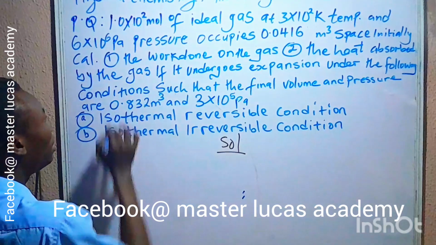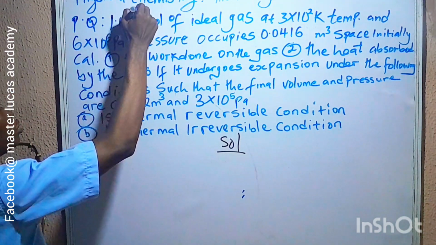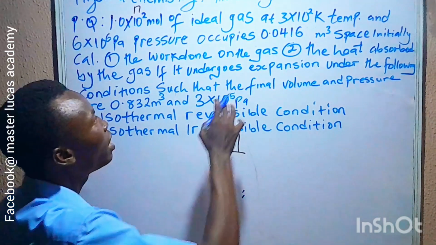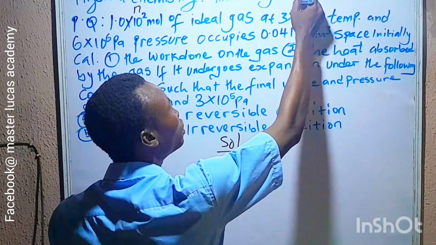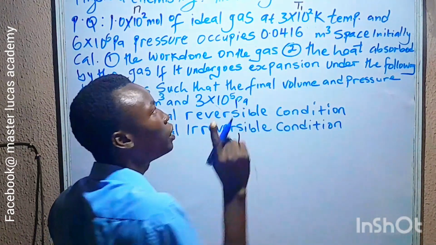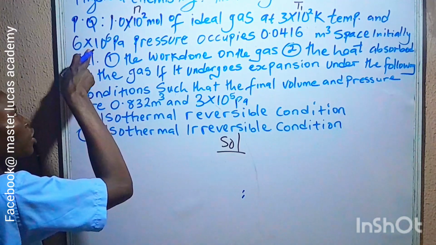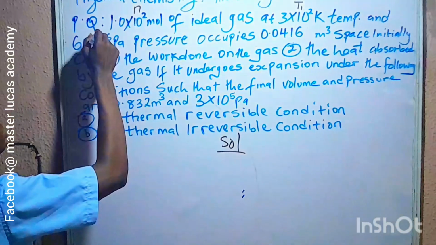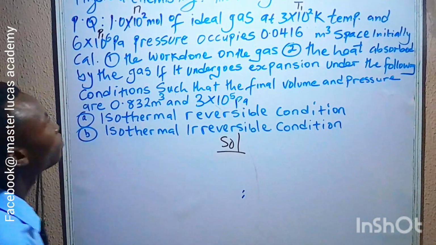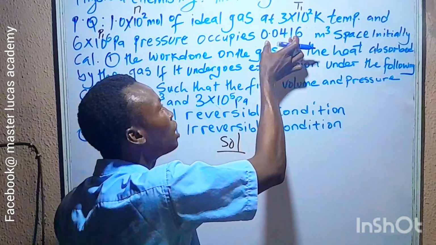Okay, so let this one represent your mole, n. Mole is usually in what? In N. Okay, and you are given this one as your temperature. So let this one be the temperature T1, that is the initial temperature, and you are given this one as your pressure in Pascal. So let this one here be your pressure P1.